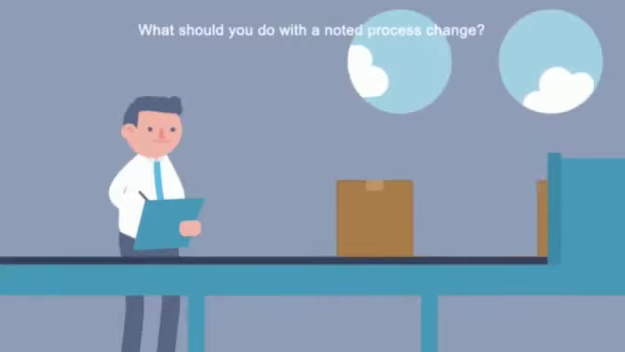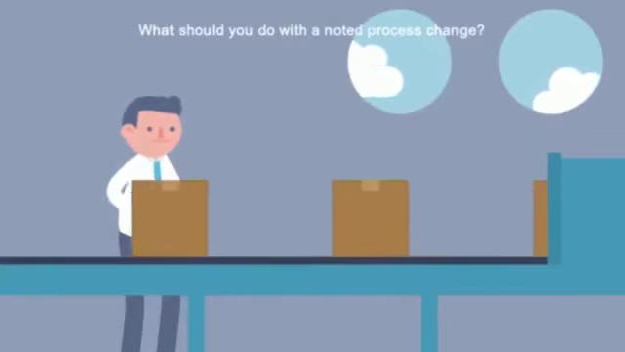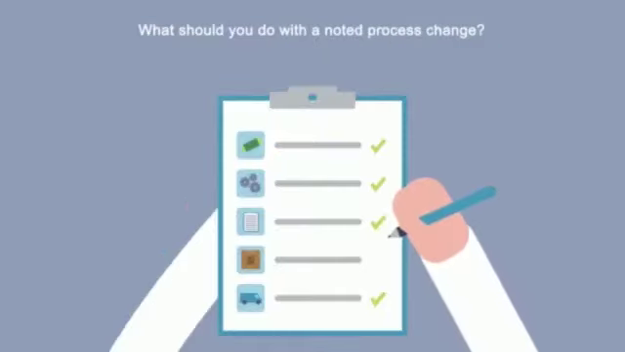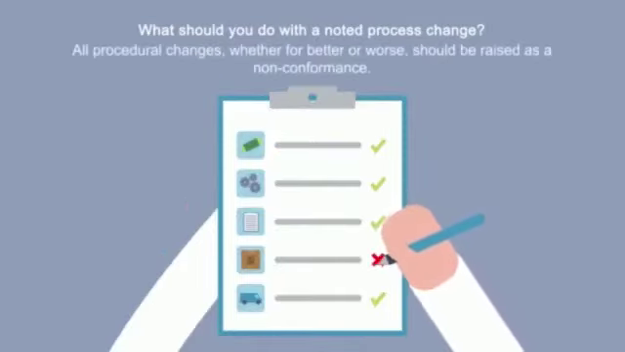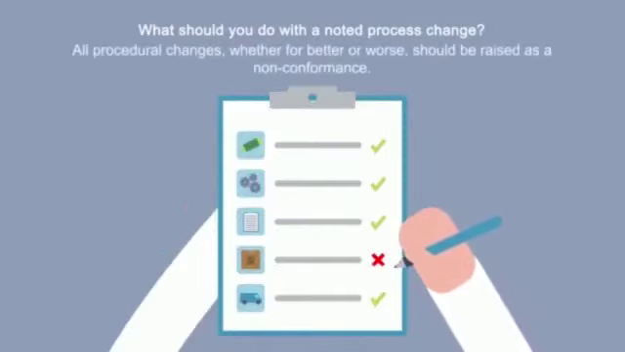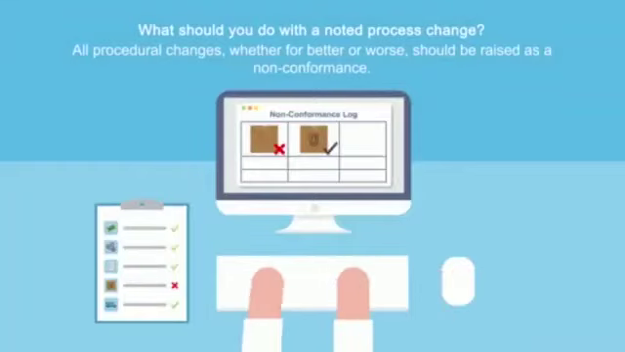What should you do once you have noted a process change? For each identified procedural discrepancy, you should raise a non-conformance to determine the reason for it. An important thing to remember: during an internal audit, you may well find that a documented procedure is no longer being carried out as stated due to it no longer being effective, which is obviously a good thing. If this is the case, you should still record this as a non-conformance. We cover these in a separate video.